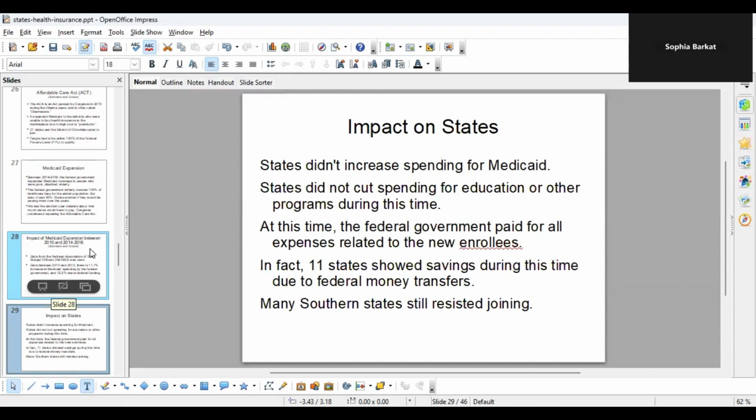Impact on states. States did not increase spending for Medicaid. Wow, that's a really big finding. States also did not cut spending for education or other programs during this time. At this time, the federal government paid for all expenses related to the new enrollees. In fact, 11 states showed savings during this time due to the federal money transfers. Many southern states still resisted joining.